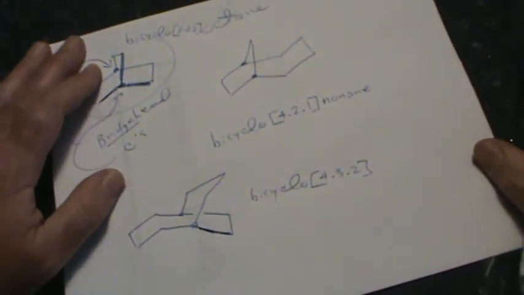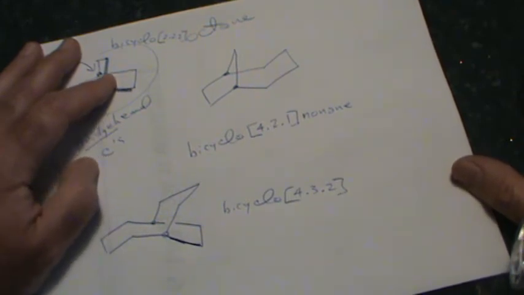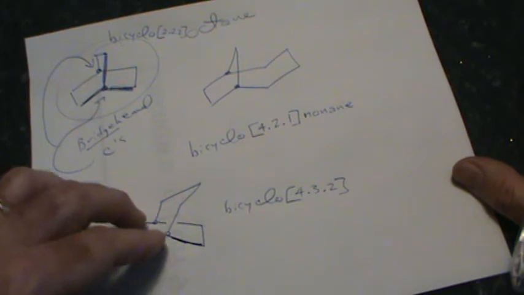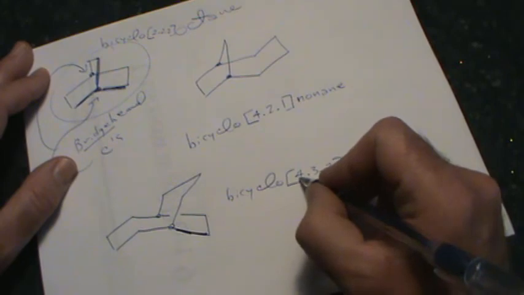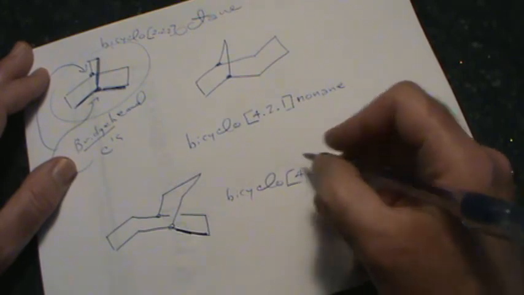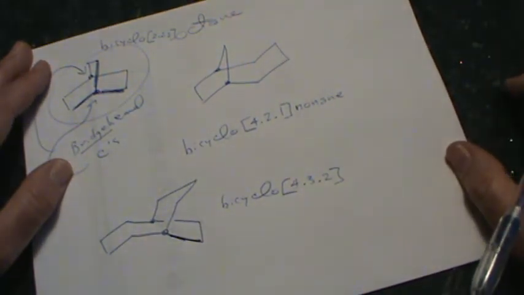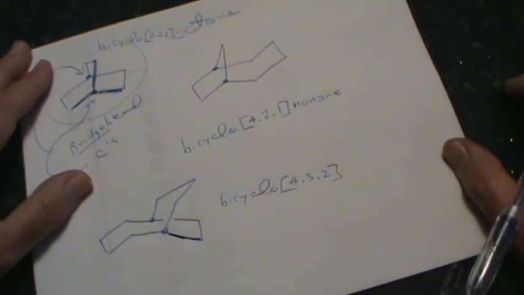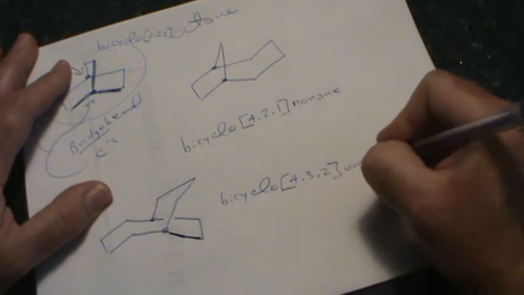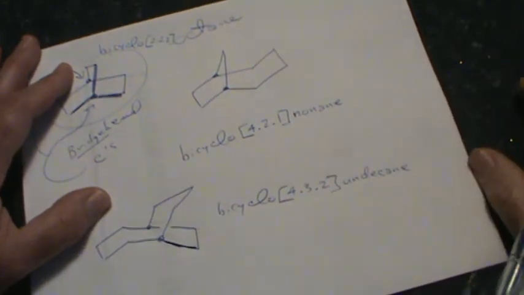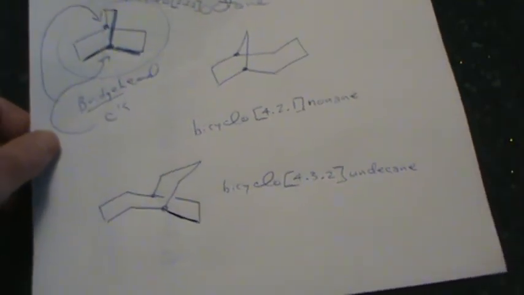Bicyclo 4-3-2. Now we got to figure out how many total carbon atoms are in this, and name it as the corresponding base alkane. So 2, 4, 6, 8, 10, 11. Another way to get at that is simply to add up these numbers. 4 plus 3 is 7, plus 2 is 9, and don't forget to add in the 2 bridgehead carbons. That gives us 11. So we've got 11 carbons, and undecane is the 11 carbon alkane, so this is a undecane. Bicyclo 4-3-2 undecane. Very, very interesting compounds.